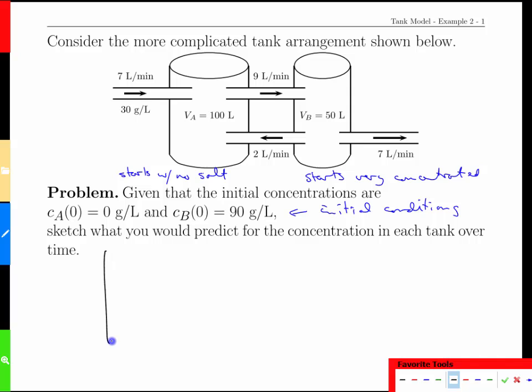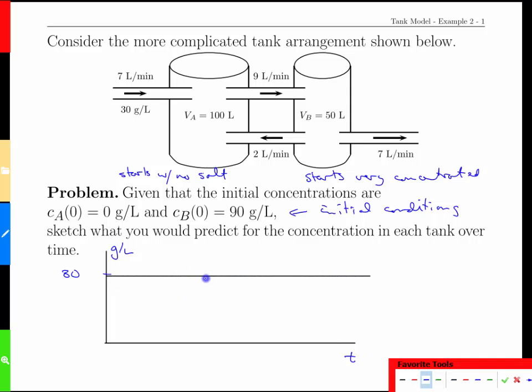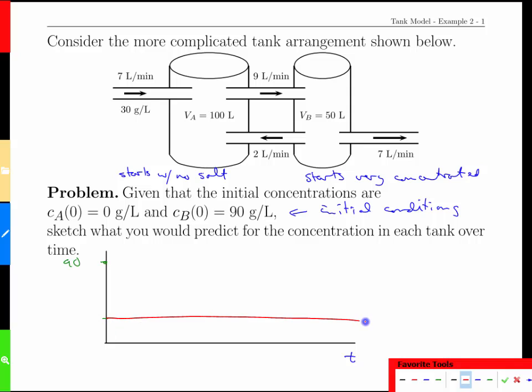Now we can use our intuition again to predict what's going to happen. Over time, if we have 30 grams per liter coming in, both of them are going to eventually end up at that level. That's fairly certain. But what's going to happen in the meantime? Well, actually, we better move that 30 down a bit because one of them is starting at 90. That's our CB. So if we put 30 down here, one of them is going to start at 90, then it's going to flush water out to the sides, out to the first tank and out to the environment. So it's definitely going to go down.